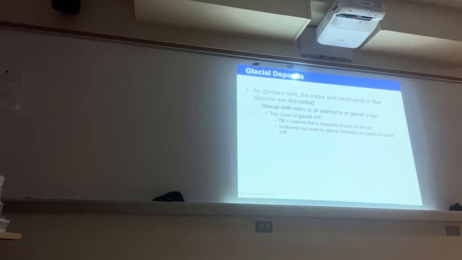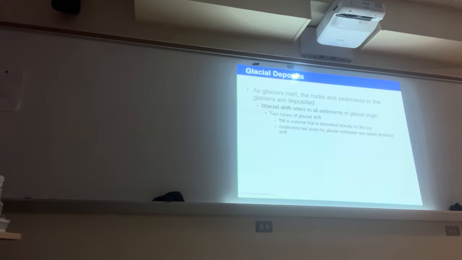Now we're going to move into what happens when the glacier puts down the material it's carrying. That would be depositional features. So glaciers deposit sediment in a couple of ways. As glaciers melt, the rocks and sediments in the glacier are deposited. Glacial drift refers to all sediments of glacial origin. However, depending on how the sediment is deposited, it can have different names. So glacial drift means it came from a glacier. This sediment was produced by a glacier.